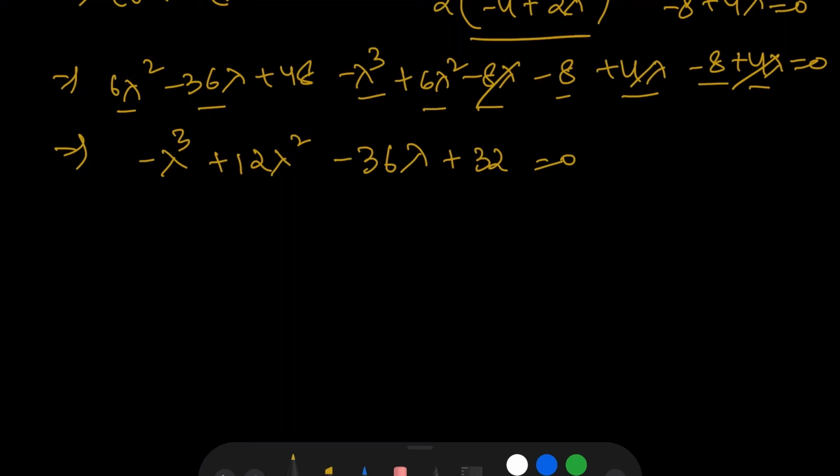And equating it to 0 and taking these terms to the right side, RHS, plus 36 lambda minus 32 equal to 0, right? So now we have a characteristic equation of order 3. I mean, we have a cubic equation, so we'll get 3 roots. So the 3 roots of this characteristic equation will be the eigenvalues of the matrix M, right? So if we solve this cubic equation, we'll get the eigenvalues.